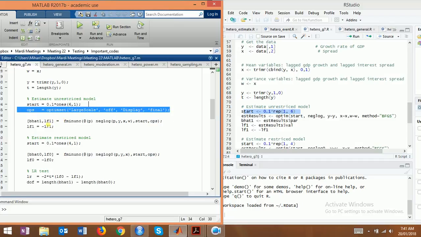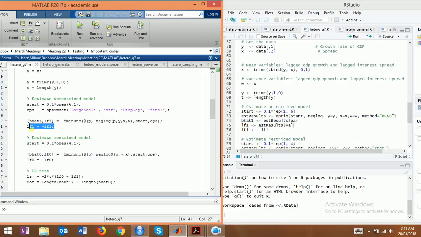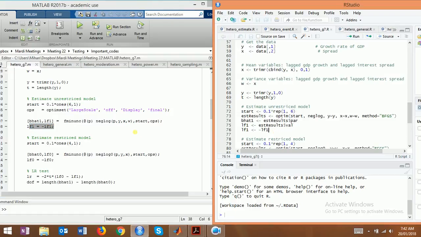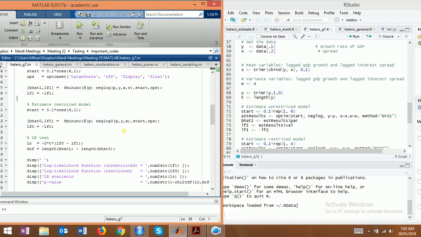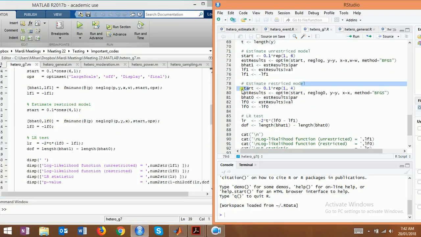And then beta hat and loglikelihood function. P neglog py xw start ops. So par neglog yy xx method ww method bfgs par value, and we have unrestricted model estimated. Then restricted model, we don't have gamma 1 and gamma 2, so we have 4 parameters initialized with replicating 1 4 times multiplied to 0.1.